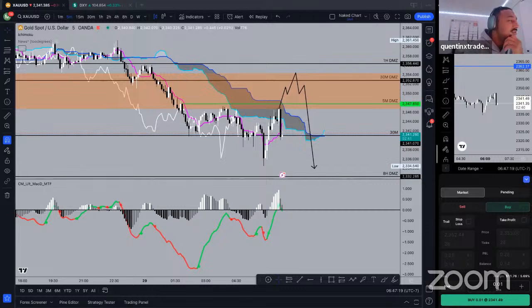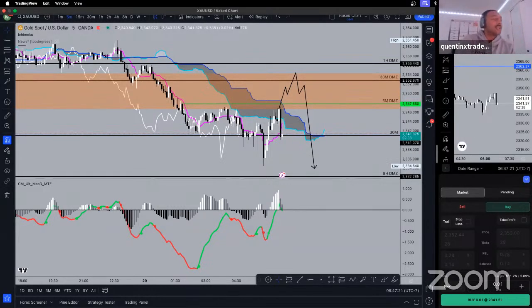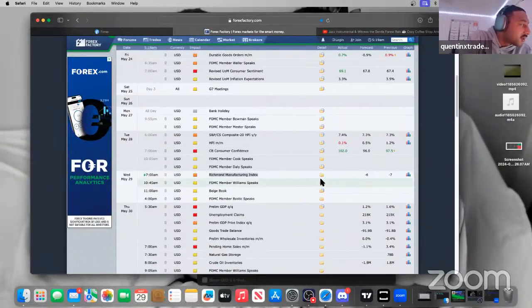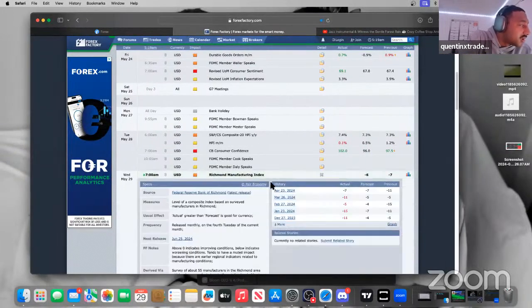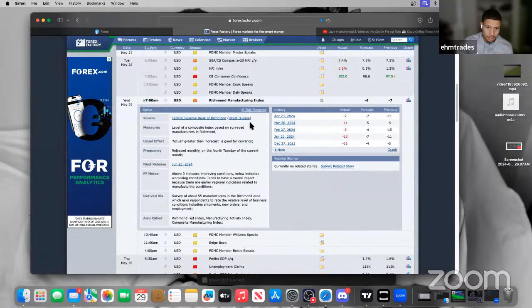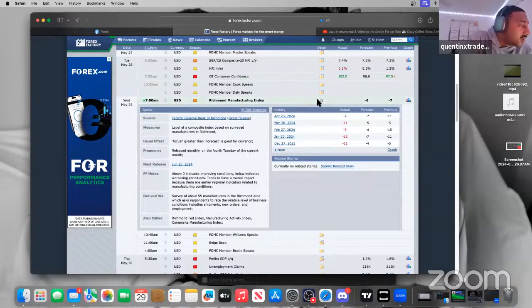What can you tell me about this Richmond Manufacturing Index? It's a composite index based on surveying manufacturers in the Richmond area, and the forecast is not much for the currency. Above zero indicates improving conditions, below indicates worsening conditions. It tends to have a muted impact because there are earlier regional indicators related to manufacturing conditions.